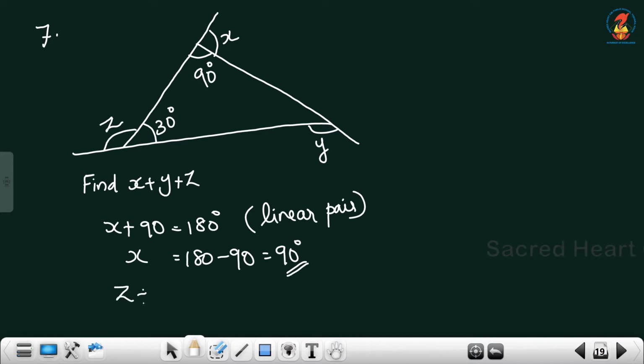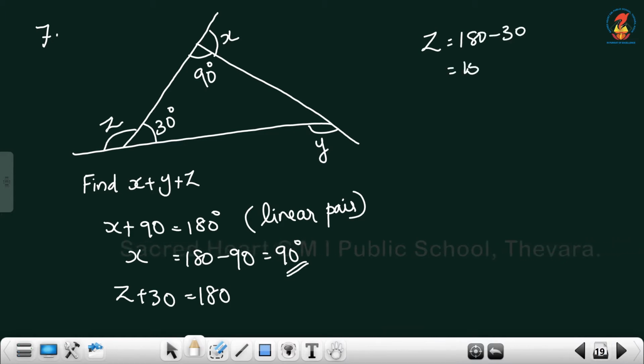Next, z plus 30 equal to 180, z equal to 180 minus 30 equal to 150 degree. Reason you can write, linear pair.